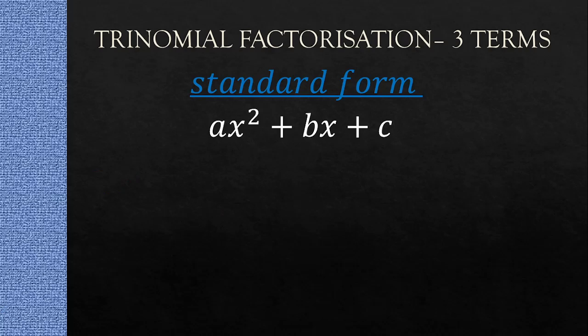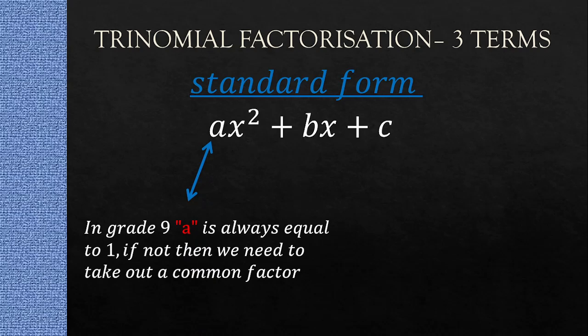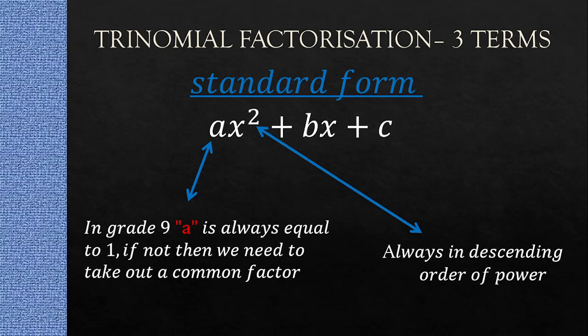Some important information that you need to know before we dive into this is that a trinomial has 3 terms, and that our goal is to try and make it into the standard form ax squared plus bx plus c. But it's important for us to know that in grade 9, we need to make sure that a is 1. And if it's not 1, we need to take out a common factor so that it becomes 1. Another thing is that it needs to be placed in descending order of power, which means we've got a power of 2, then a power of 1, then a power of 0.